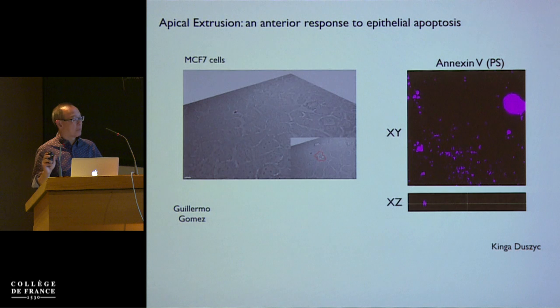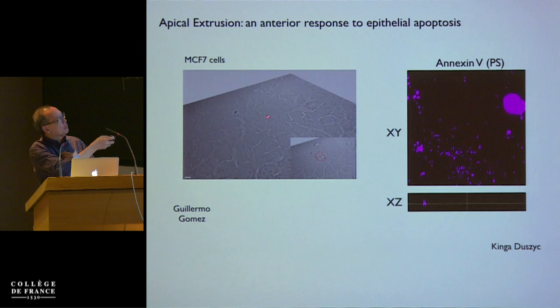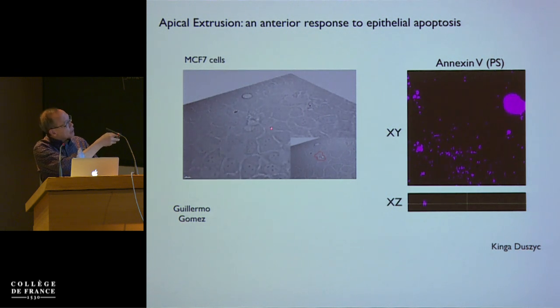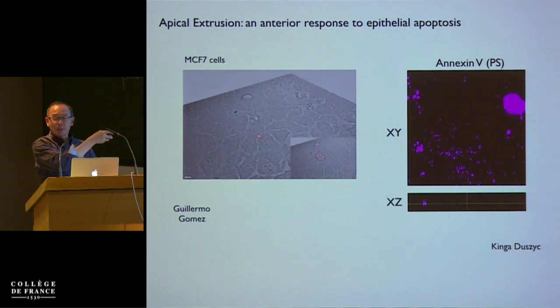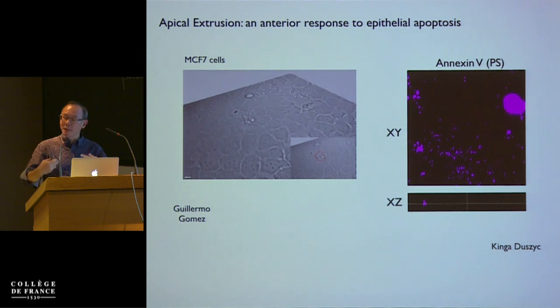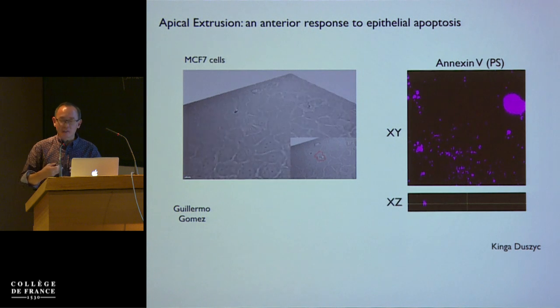What we know, particularly from work initiated by Jody Rosenblatt nearly 20 years ago, is that epithelia have ways of dealing with the apoptotic enemy within. And they deal with it by a process that's called apical extrusion. And Guillermo Gomez is going to kill a couple of cells here by shining a laser upon them. And what you'll see is that the response of the epithelium is for the apoptotic cells to round up and then to be physically expelled from the epithelium into the environment and basically sloughed off.